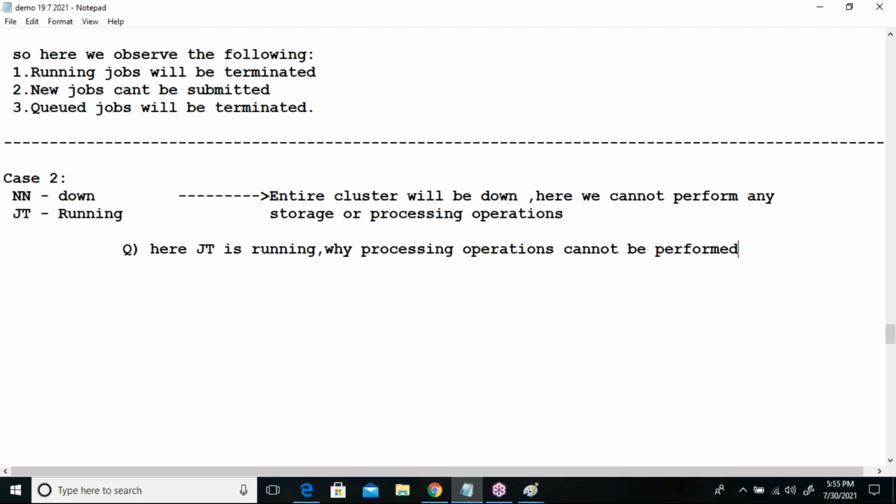Once the task is submitted, the job tracker requests the metadata from the name node, right? Yeah, exactly. So why, when the job tracker is running, can processing operations not be performed?